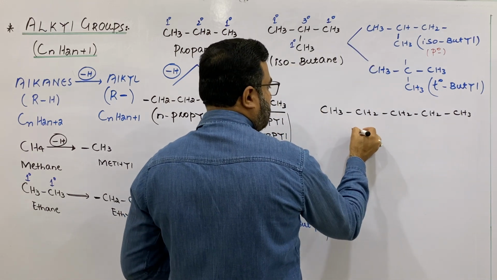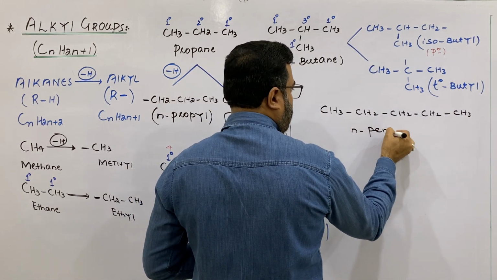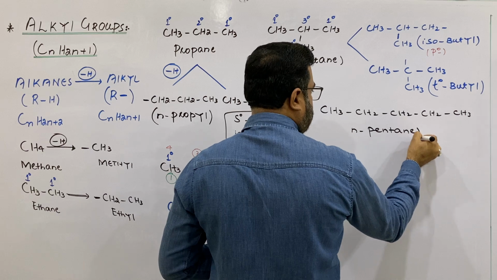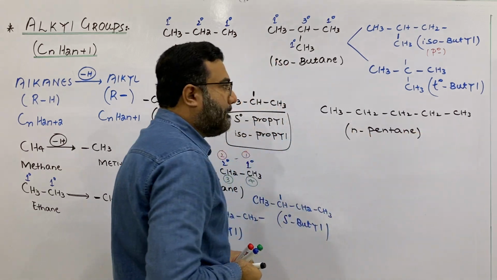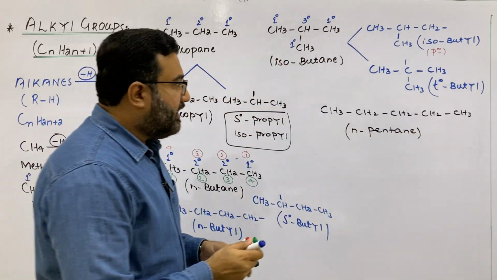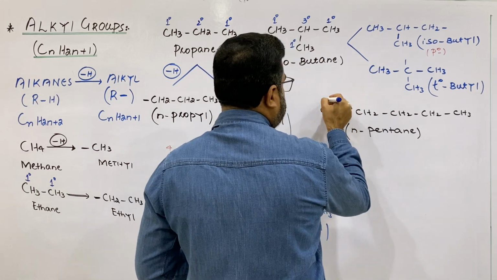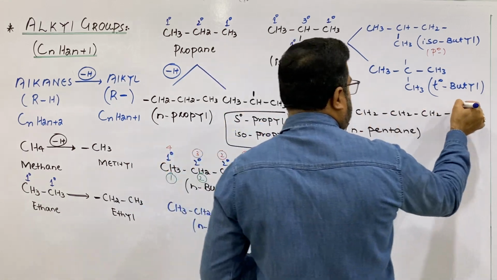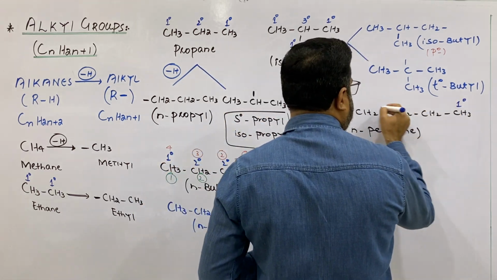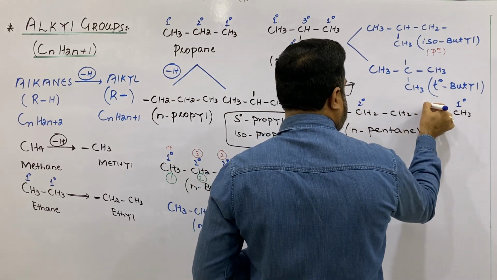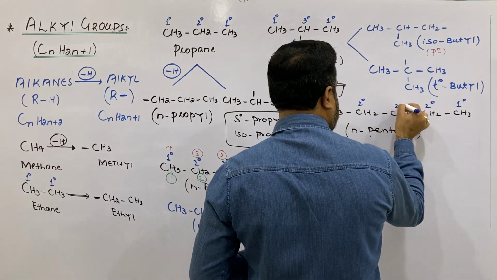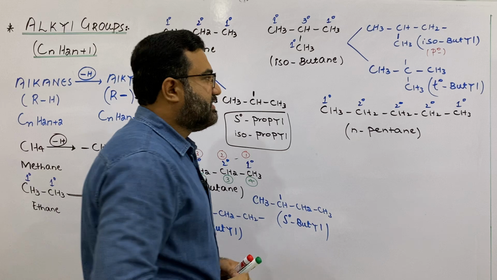Pentane has three isomers. This one is n-pentane. Now, it has how many types of carbons? These two are primary carbons. These two are secondary carbons. These three are the secondary carbons actually.